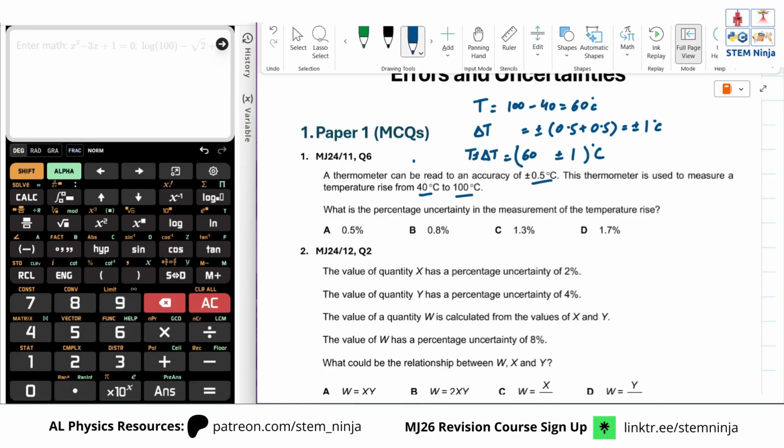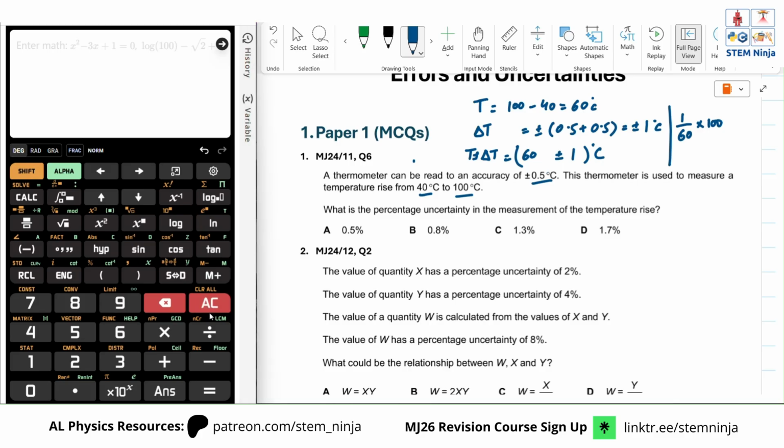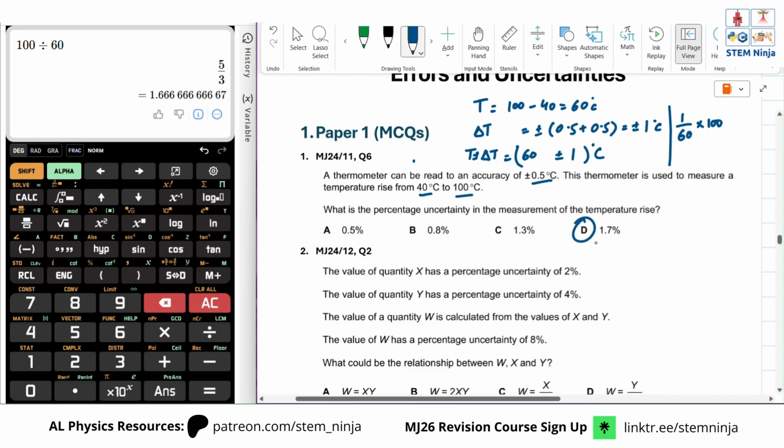Now, if we want to find out the percentage, we would do 1 over 60 times 100. So 100 divided by 60 would be 1.66, or 1.7 to two significant figures.